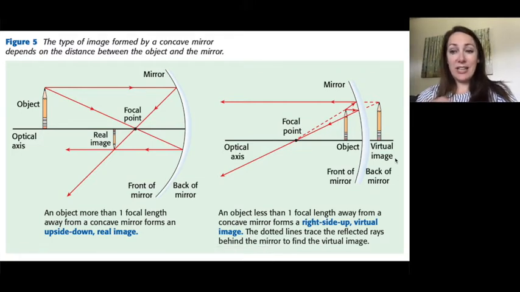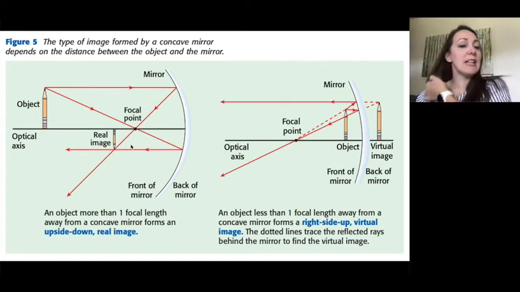Now, we still have a concave mirror here. If the object is really close to the mirror or less than one focal length away, we are going to get a right side up virtual image, okay, which means the light rays are not going to pass through it. So if we have the object here and it's less than one focal length away, so it's really close to that concave mirror, we are going to see an image of the pencil. So here's our pencil, but looking through this concave mirror, we will see a larger upright image of that pencil, okay? So you might want to write that in your notes.